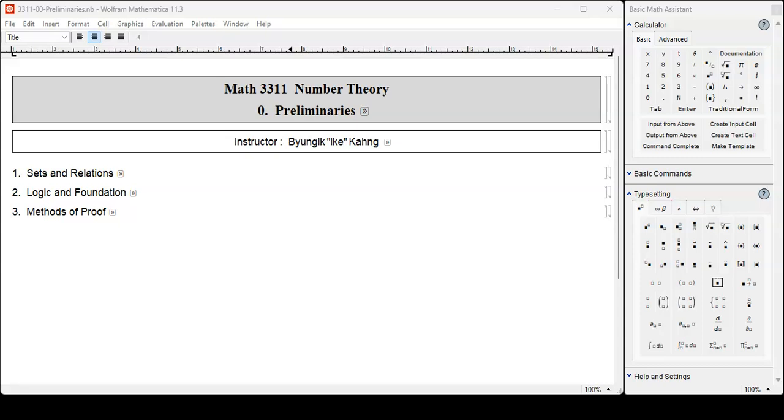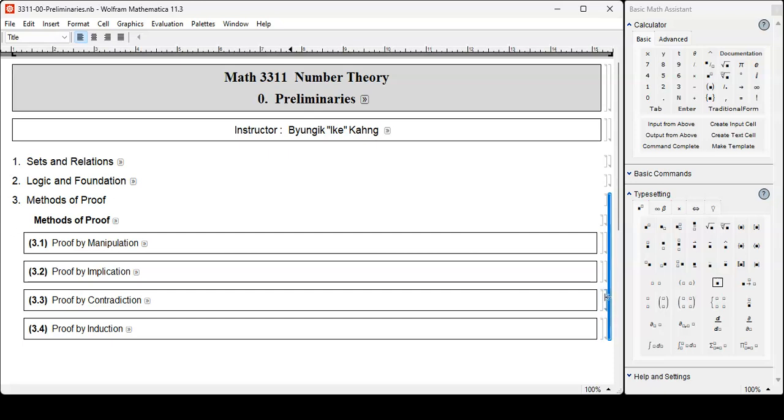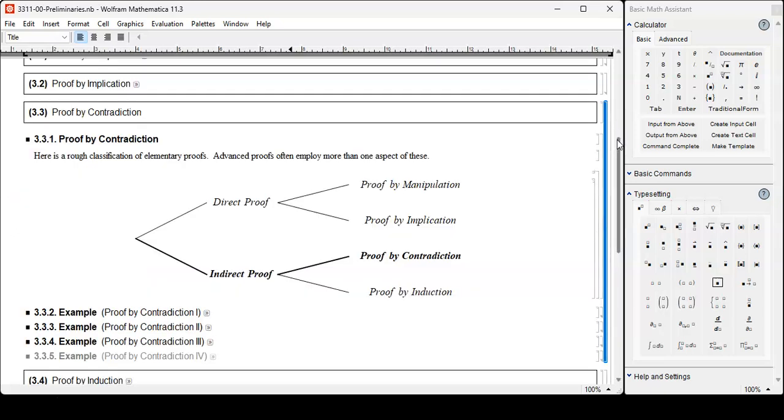Hello students, welcome back. Let us resume our discussion in section 3. We completed section 3.1, proof by manipulation, and subsection 3.2, proof by implication. Next one, subsection 3.3, proof by contradiction.